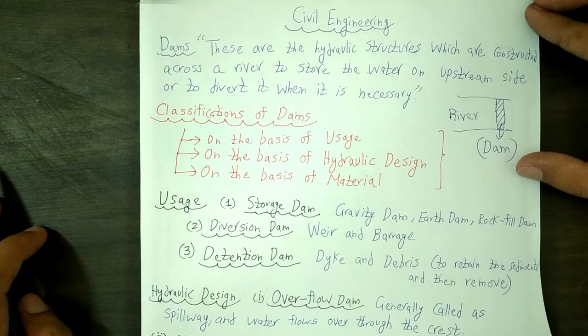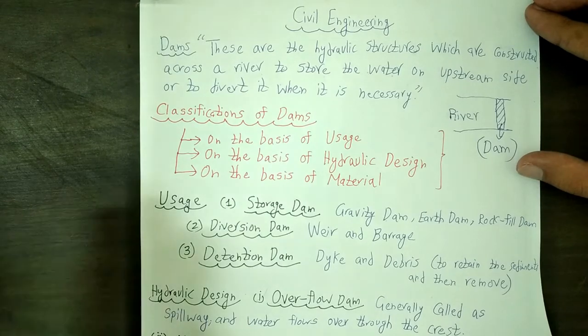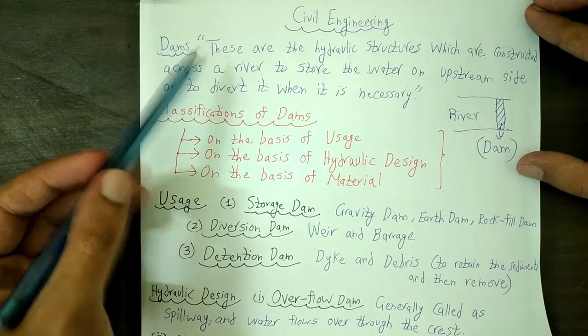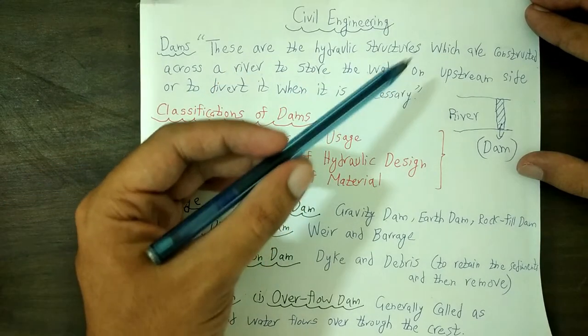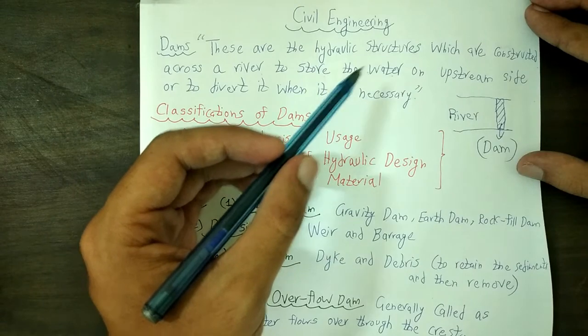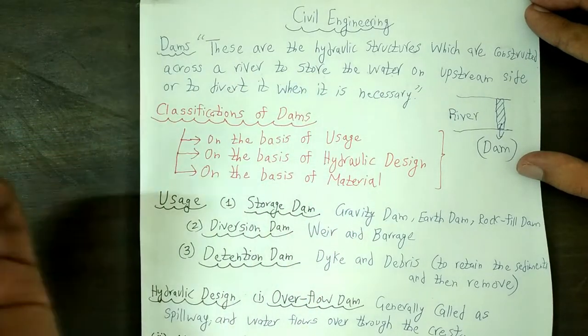Today we will discuss a very important topic of civil engineering, which is dams and the classifications or the types of the dams. So let us start. First of all, we will study the definition of dams. Here it is written, dams are hydraulic structures which are constructed across a river to store the water on the upstream side or to divert it when it is necessary or required.